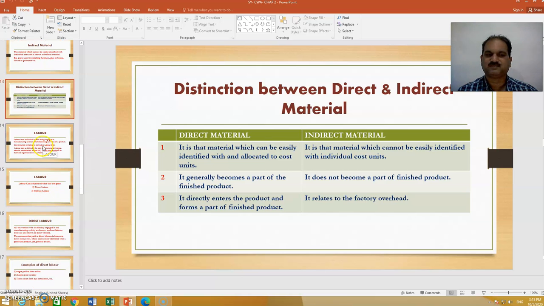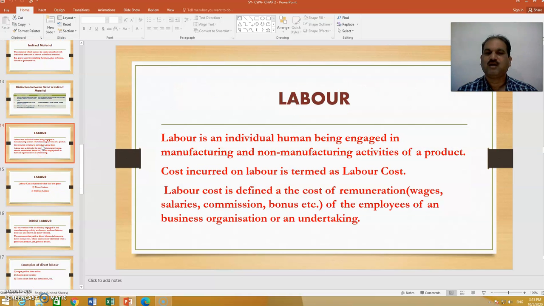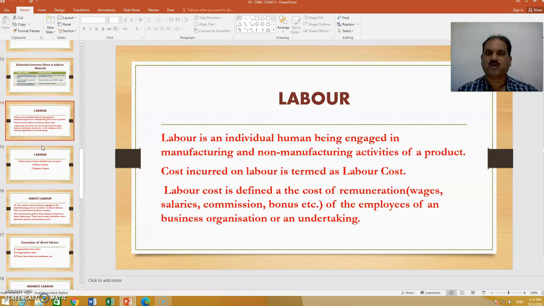Direct material directly enters the product and forms a part of finished product, whereas indirect material relates to the factory overheads. Now let's look at the second important element of cost, and that is labor. Who is labor?